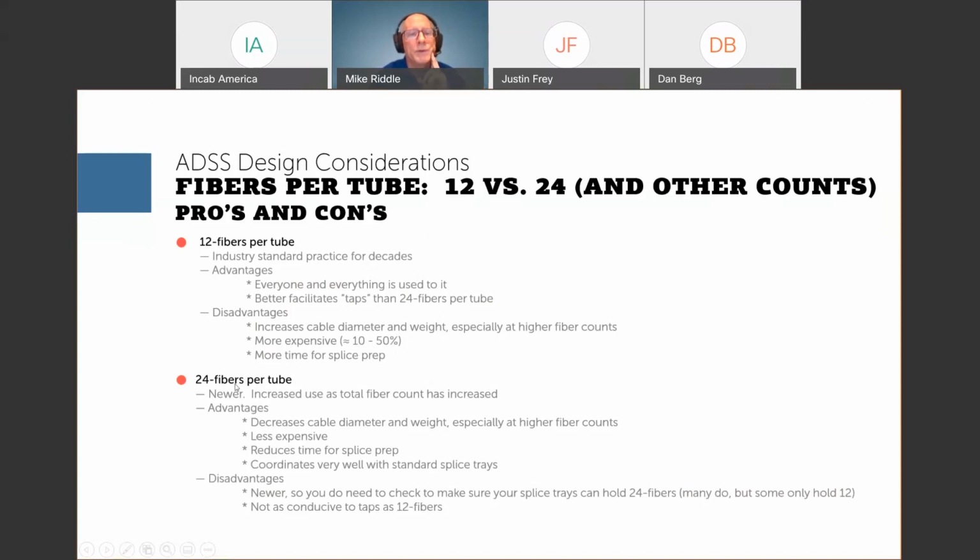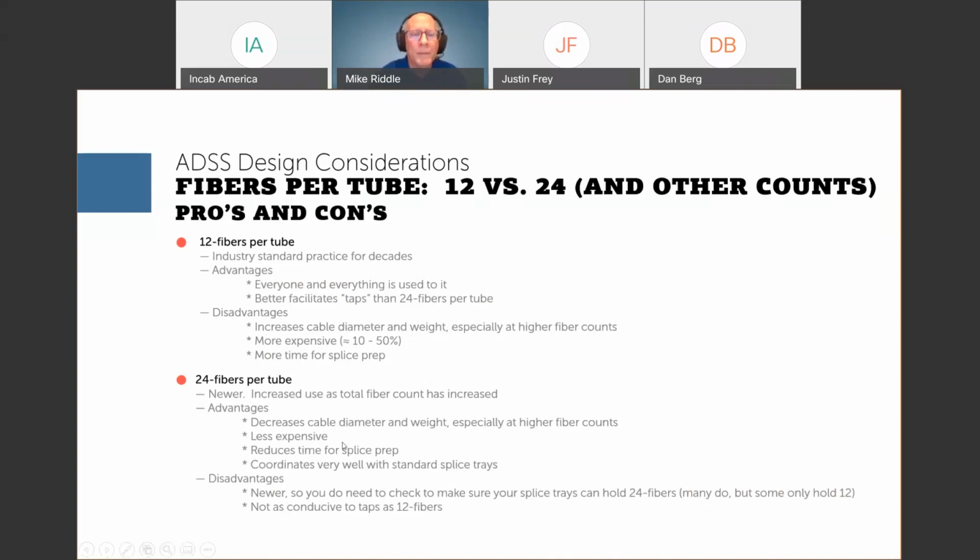24 fibers per tube is newer, but again, kind of on the order of maybe 5-10 years. You see them. And you decrease cable diameter and weight, especially at high fiber counts. You save money. You reduce time for splice prep. And it works great with most standard splice trays. Most can accommodate up to 24, and there are a lot that do more than that. And even some fiber splice trays that are nominally 12, you can make 24 work.